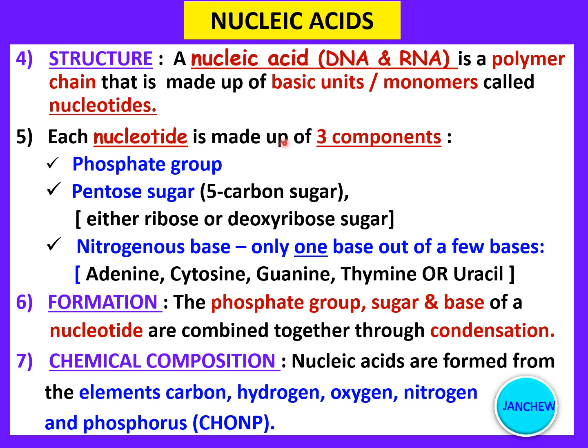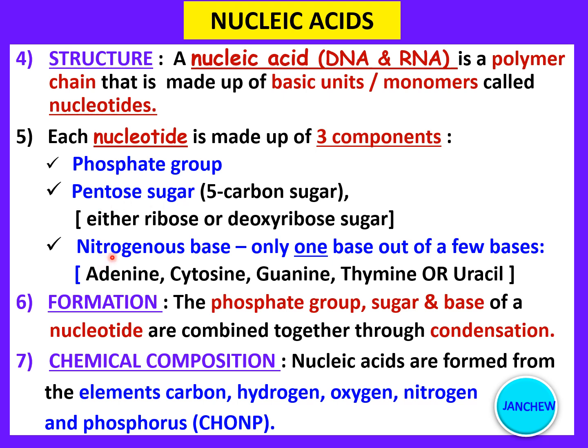What is it made of? It's made of three components: the phosphate group, PO4 3 negative, and a pentose sugar, which is in the form of a ring. So it has 5 sides. It's a 5-carbon sugar and there's a ring that is 5-sided. Either ribose or deoxyribose sugar is the pentose sugar. For RNA, the sugar is ribose sugar, and for DNA, it is deoxyribose sugar. Both are 5-carbon sugars, and that's why they're called pentose sugar. Pentose means 5 carbon.